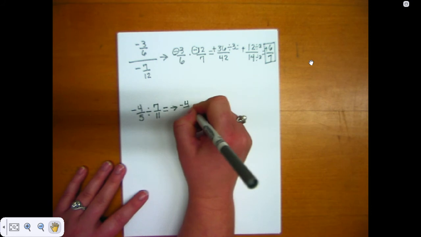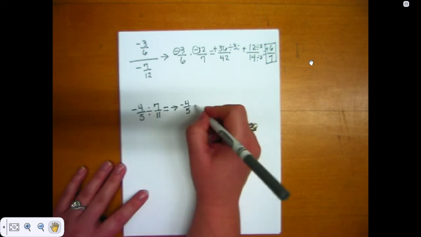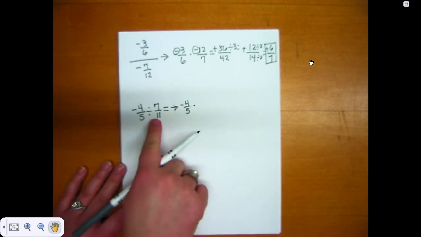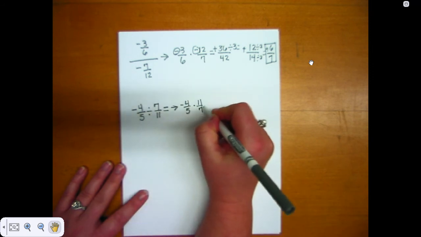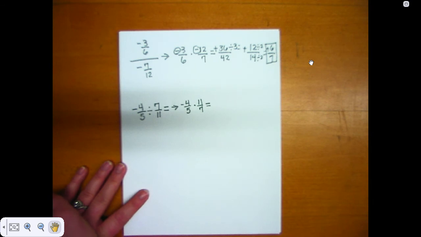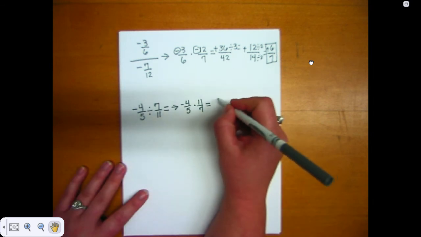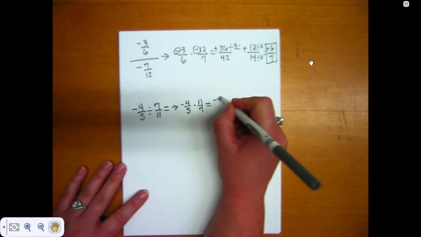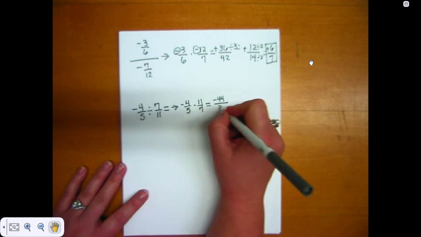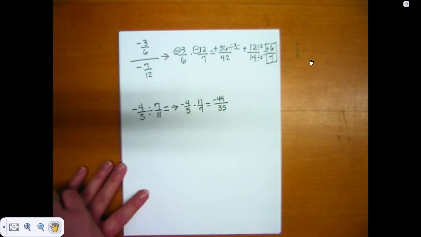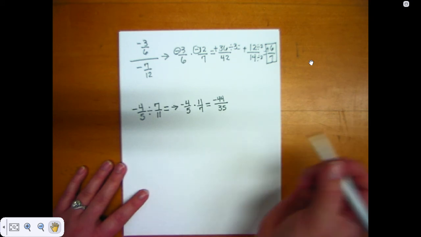Negative 4/5, changing it to multiplication. I flip this one, so I flip 7/11 to 11/7. Now I flipped it. Now all I need to do is multiply across the top. Negative 4 times 11 is negative 44. And 5 times 7 is 35. Oh man, now that's an improper fraction. So we have to simplify it. And we simplify by dividing.